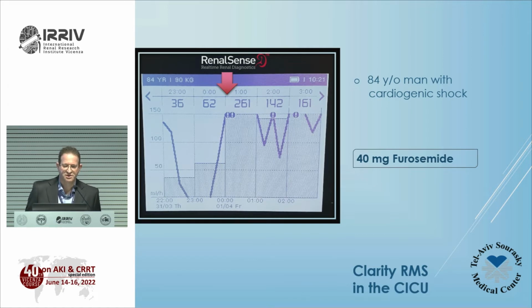Another patient is an 84-year-old man with cardiogenic shock. We can see again oliguria. This patient was naive to treatment with furosemide, so we performed a furosemide stress test with a very nice response of over 100 cc per hour, demonstrating probably the presence of a reversible ATN.